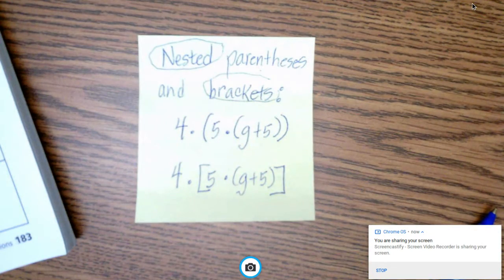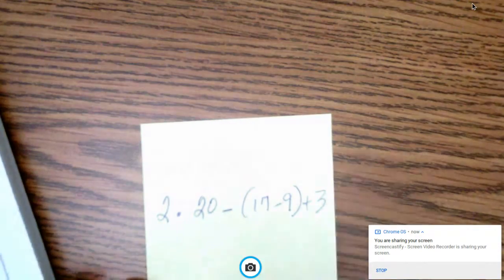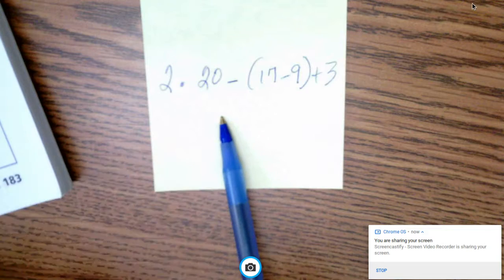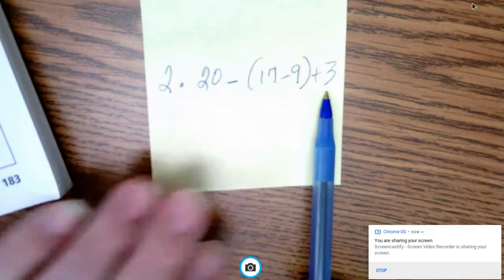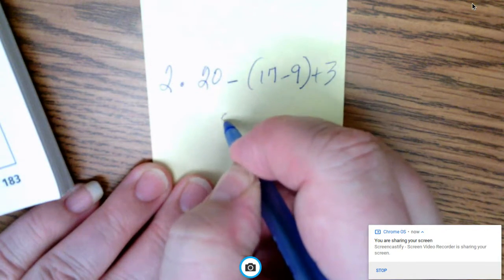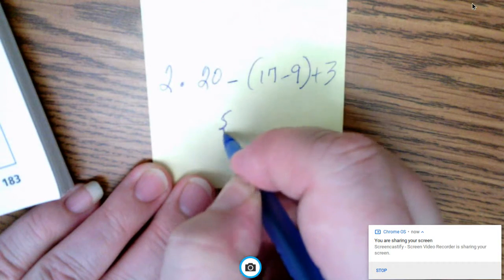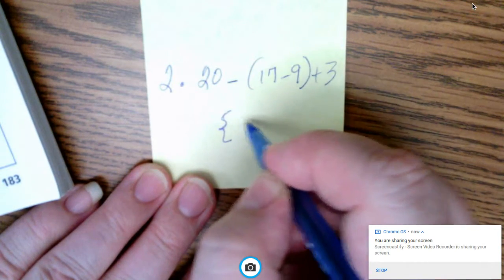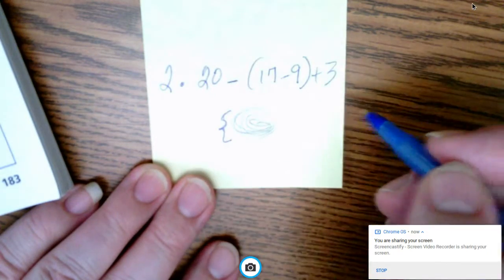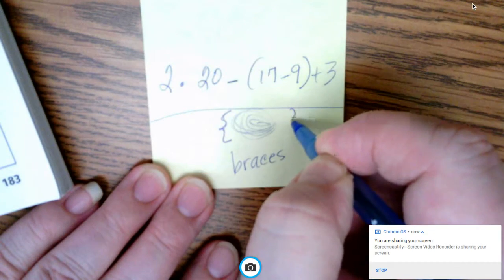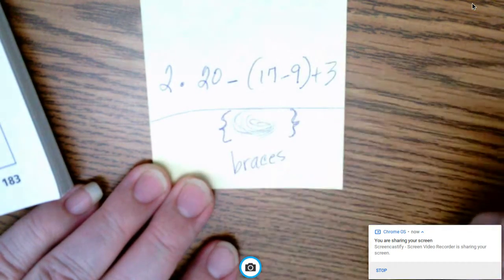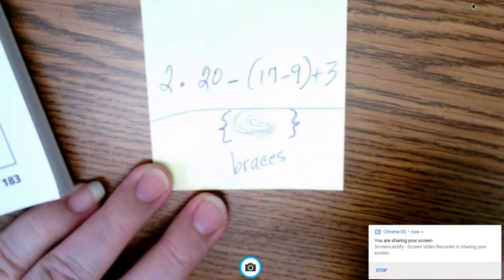Another thing that came up are what's called braces. So here we have this problem: 2 times 20 minus 17 minus 9 plus 3. Braces are these really weird squiggly little things that a teacher sometimes uses to make you think about what's inside of it. So for this expression up above, these are called braces, and the other one would be over here. They're kind of tricky to make. I was pretty proud of myself when I learned how to do these.